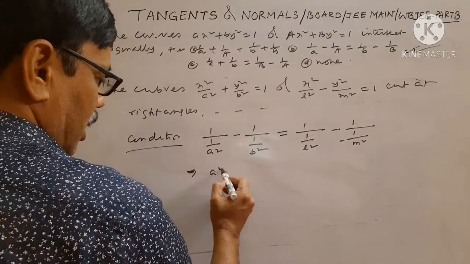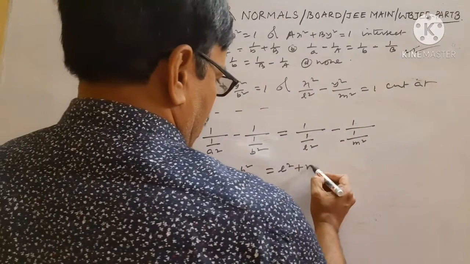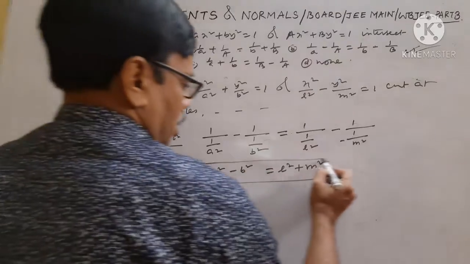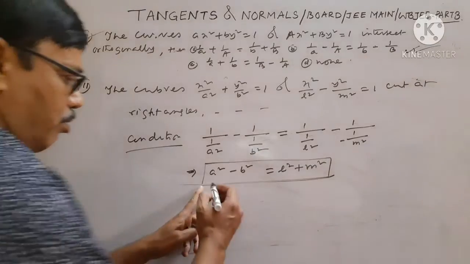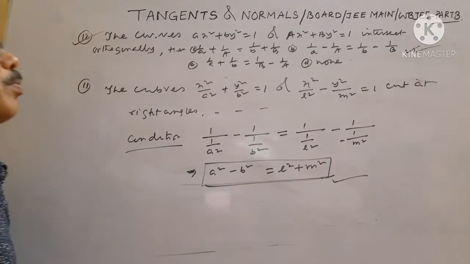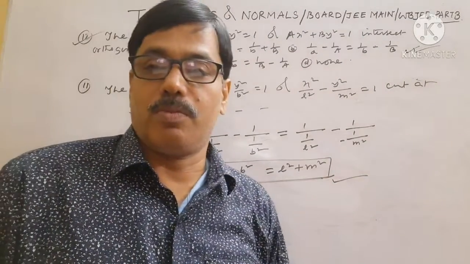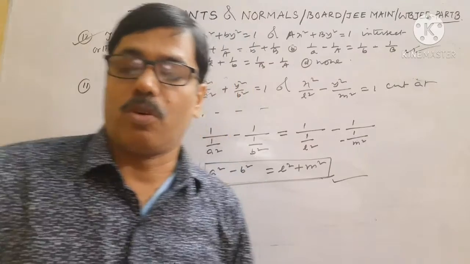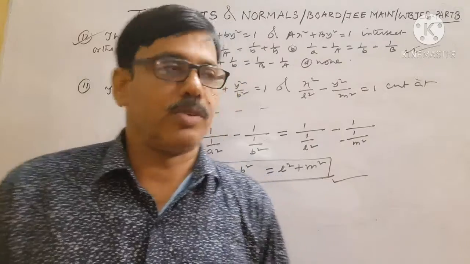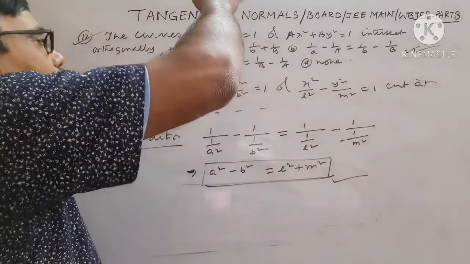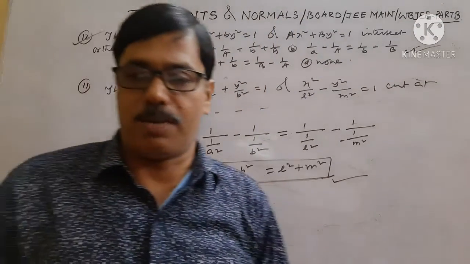So what we are getting is a square minus b square equals L square plus M square. So this is the required condition. Two curves cut at right angle if this relation is true. So if you remember this result, you can easily solve the condition of orthogonality for two ellipses or two hyperbolas. Very simple to remember: 1 by a minus 1 by b, 1 by capital A minus 1 by capital B.